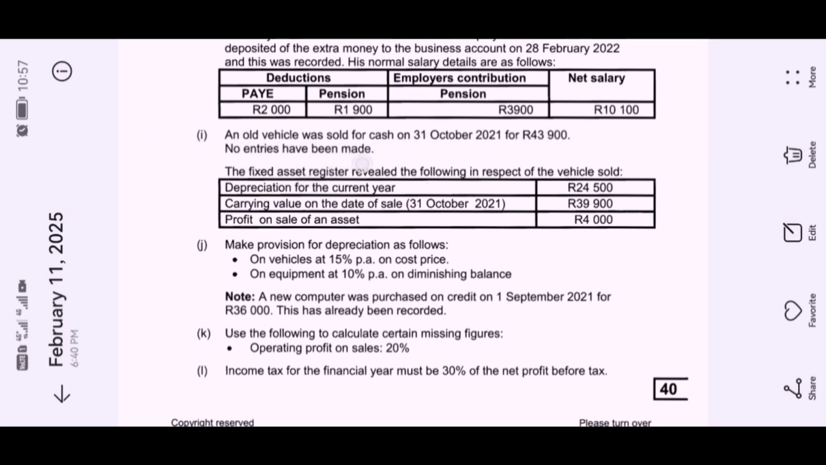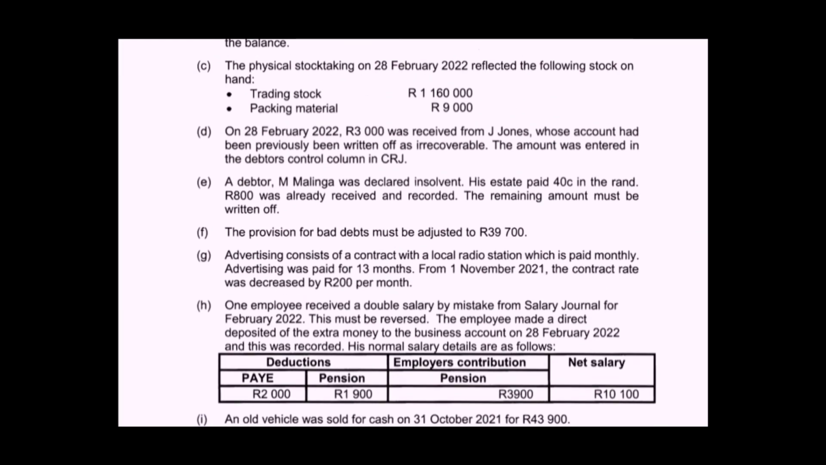And then the fixed asset register revealed the following in respect of the vehicle sold. The depreciation for the current year, 24,000. So we already have the depreciation for the vehicle that was sold. And then we have carrying value and profit on sale of an asset. So we want to find the depreciation for the vehicle that is remaining in the business, that is not sold, or the new vehicle.